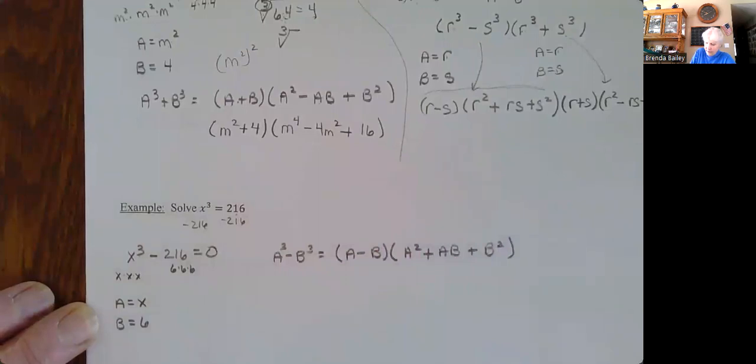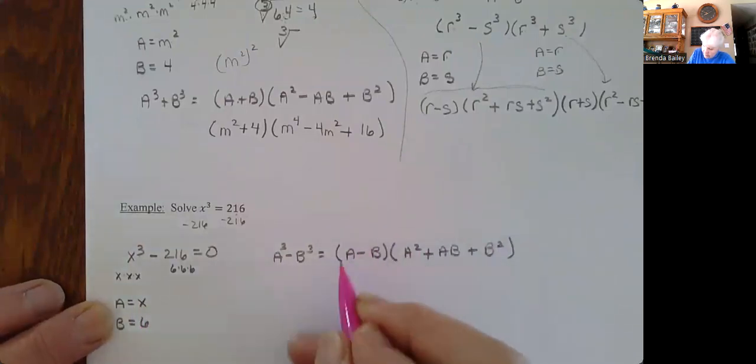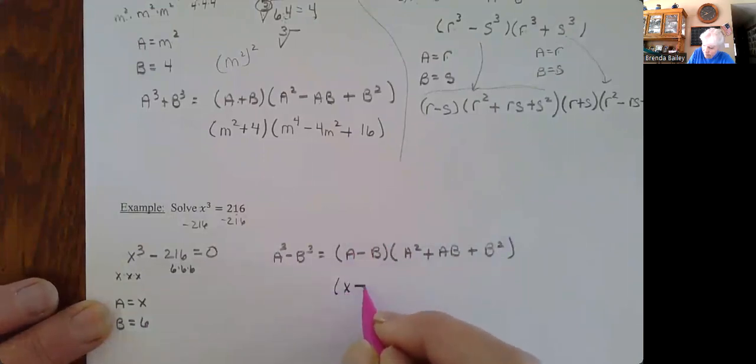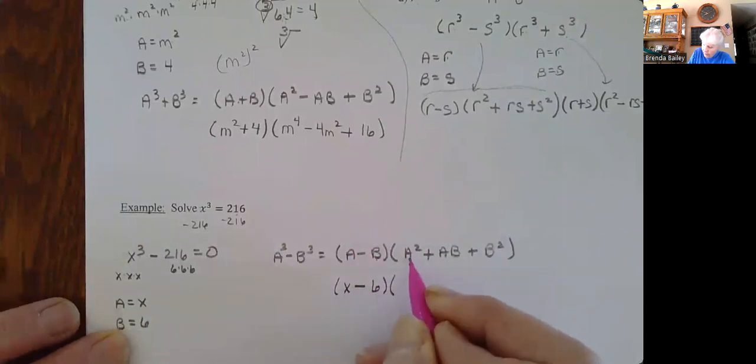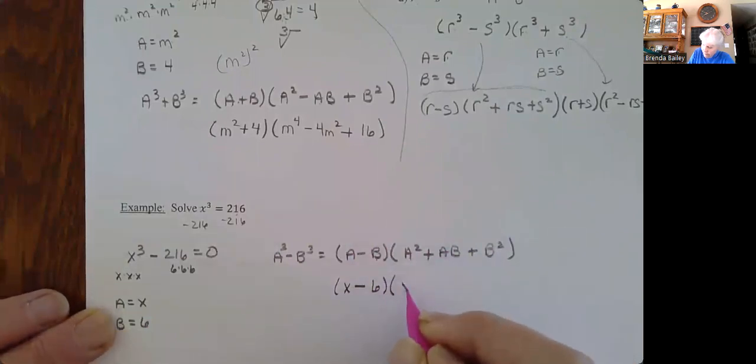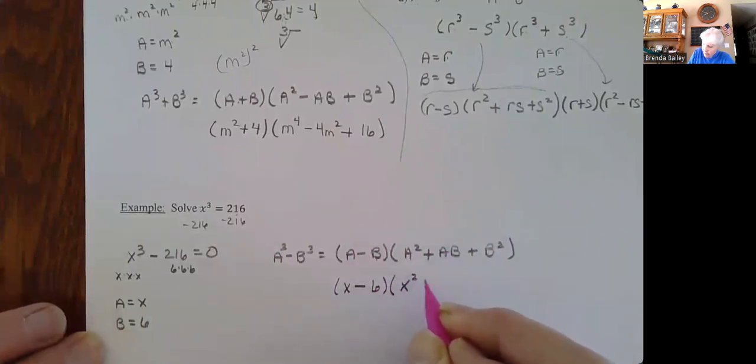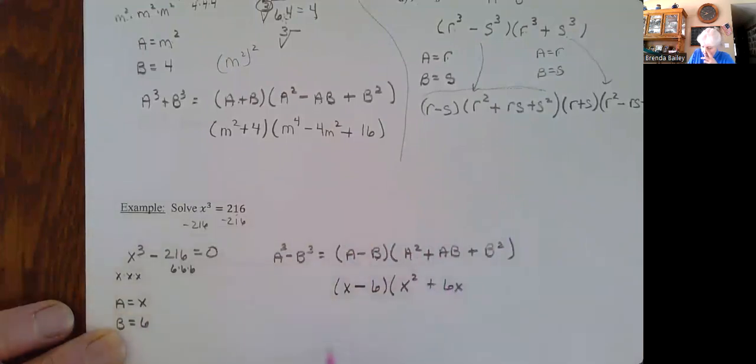Let's follow that using these right here. A is X, B is 6, and then we square the A. Then we multiply together 6X, and then we square the B.